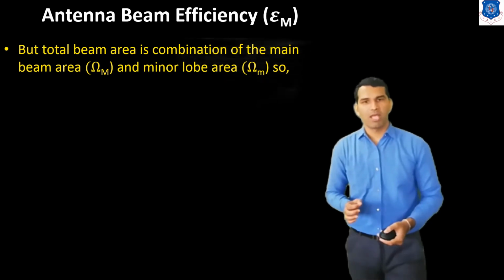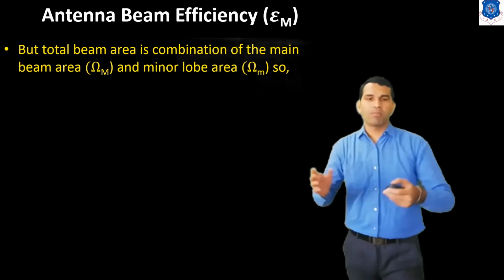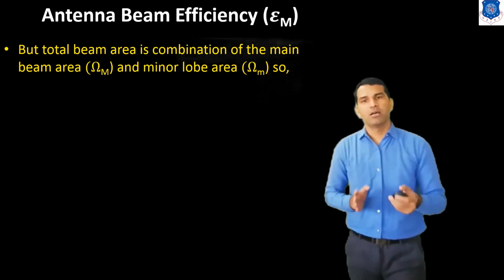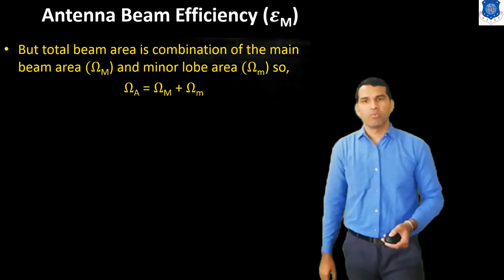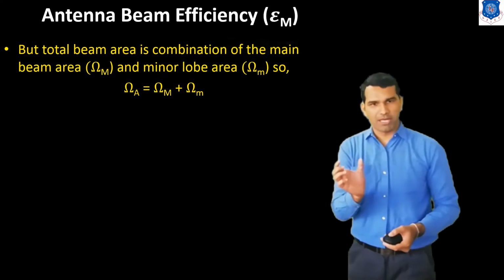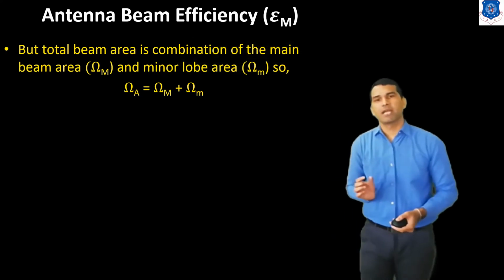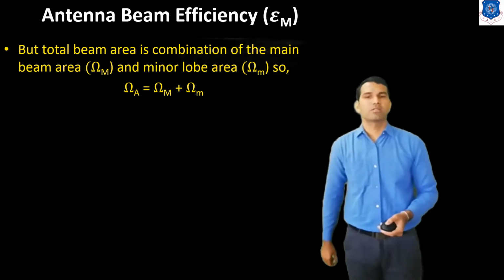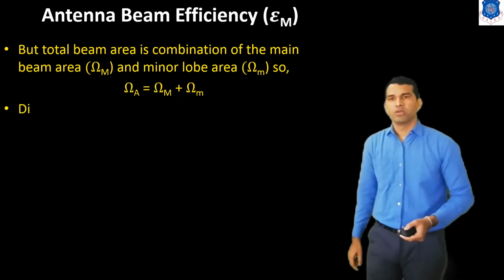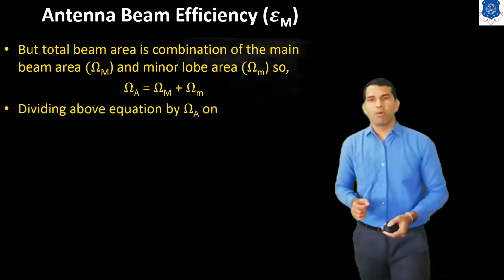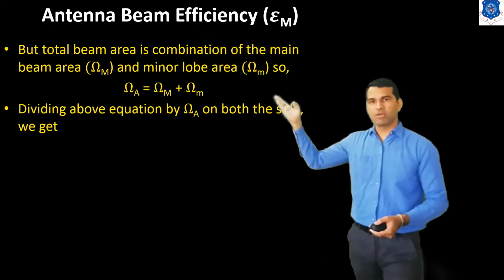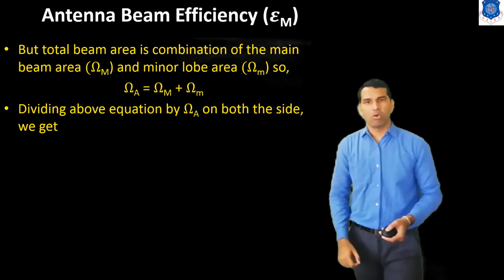and minor beam area. We know that the total beam is the combination of the main beam area and the minor beam area. So we can write omega A = omega m + omega m (small m). Omega A denotes the total beam area, omega m indicates the main beam area, and this small m indicates the minor lobe area. So dividing the above equation by omega A on both sides.